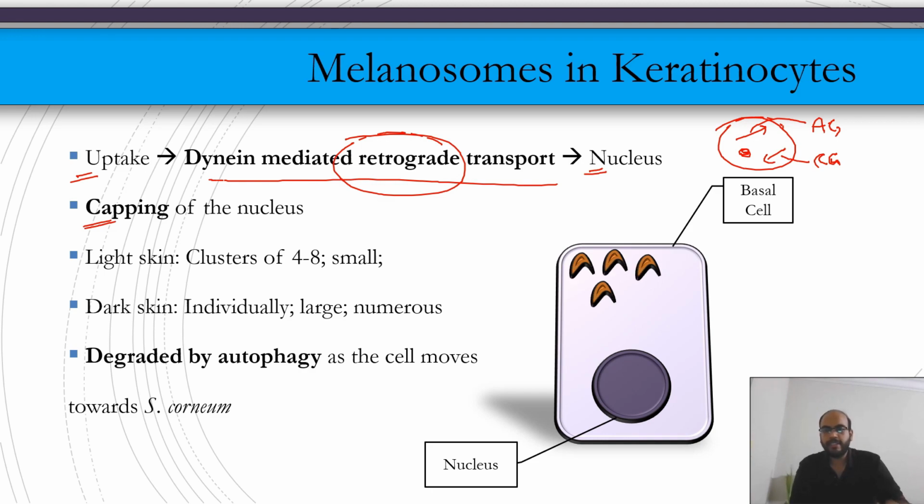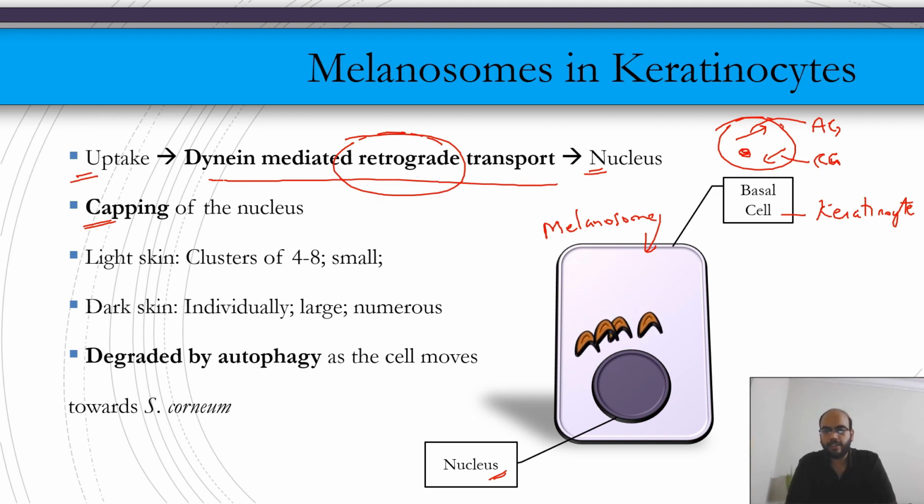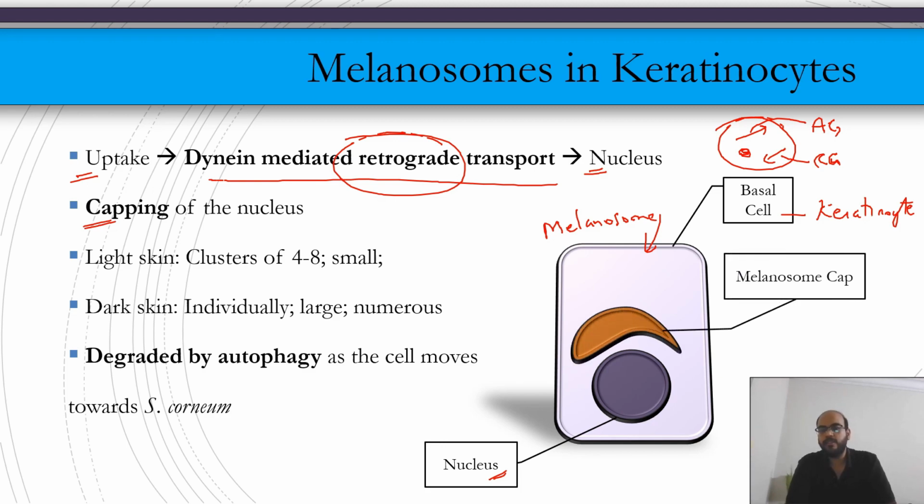So here we can see a basal cell. This is a basal keratinocyte, and this is the nucleus. Here you have the transported melanosomes taken inside the keratinocytes. Okay. They will get collected and shifted retrogradely over the nucleus, and this will form a melanosome cap. And this cap is there to protect from UV radiation, because this is where the UV light is coming.